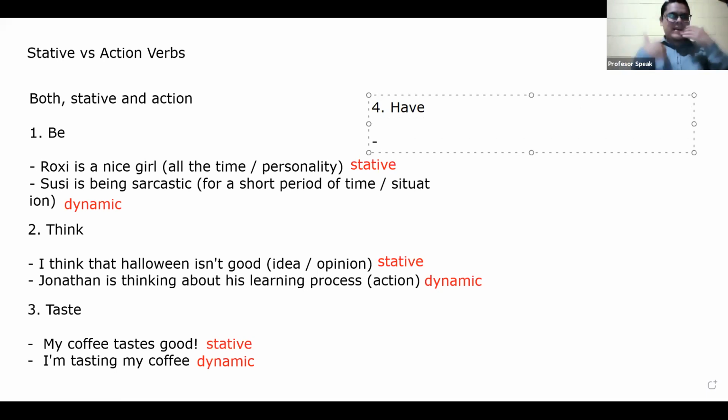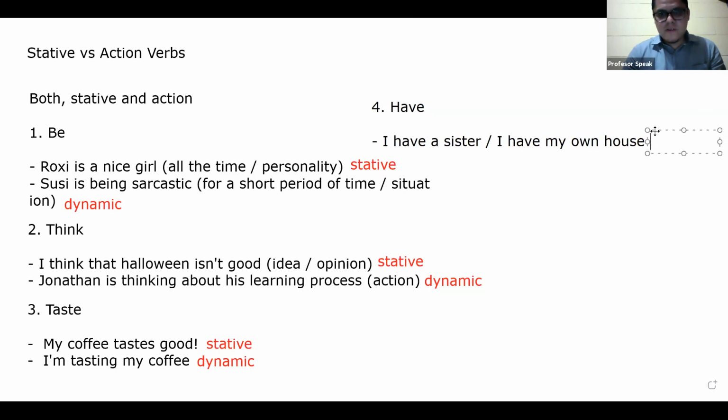When you're talking about possession, something that you belong, you use a stative verb. Like for example, I have a sister. This is possession, all right? I have what? What else? I have my own house. Okay, possession. Okay, in this case, guys, you have the stative verb because you're talking about possession. All right, you're talking about possession.